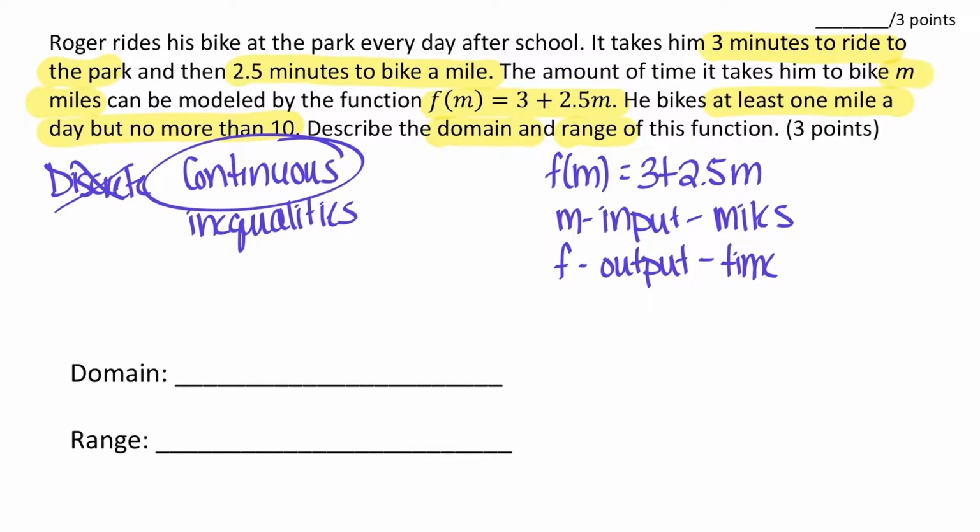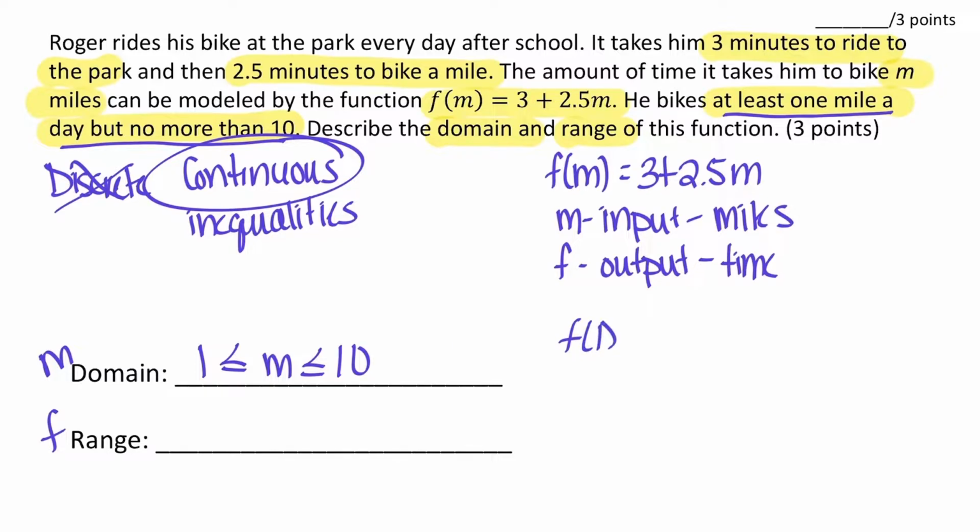So the domain, since the input is m, the domain will be m. The range is the output, so that'll be f. So let's think about this. He's going to go at least a mile, but no more than 10. So that means that the possible values in the domain are 1 less than or equal to m, less than or equal to 10. So now we need to figure out the range values that correspond to these. So the highest value will be at 10, and the lowest value will be at 1.